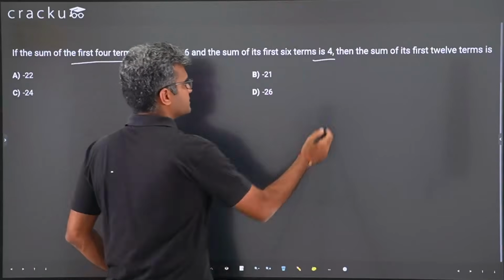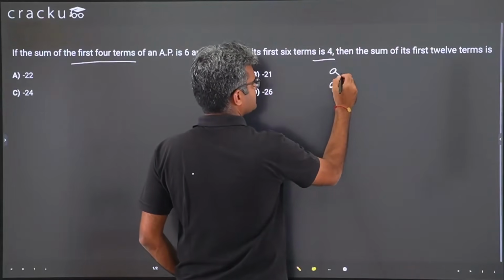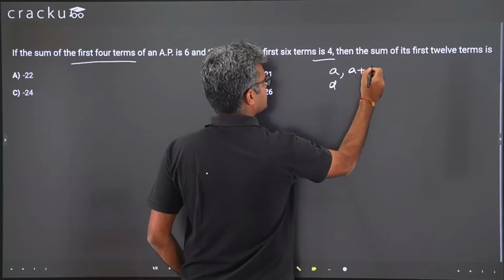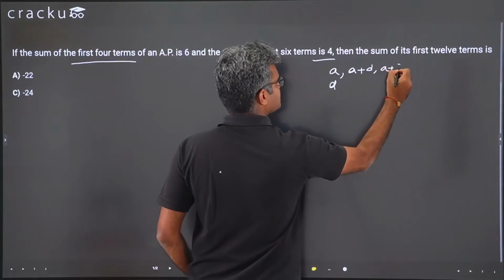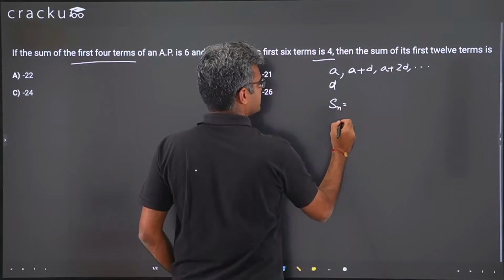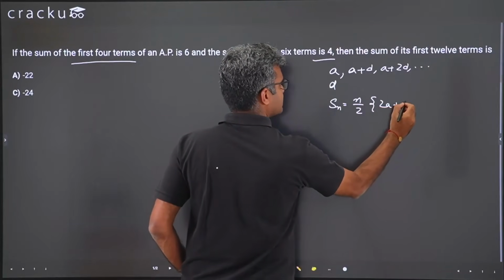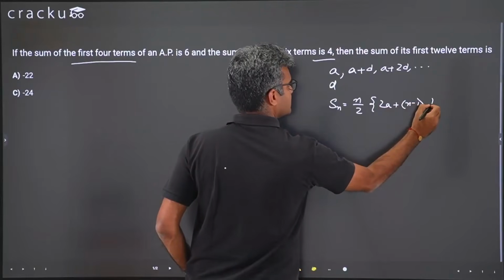In an arithmetic progression where the first term is a and the common difference is d, the terms will be of the form a plus d, a plus 2d, and so on. And what is the sum of the first n terms of an arithmetic progression? It is n by 2 into 2a plus n minus 1 into d.